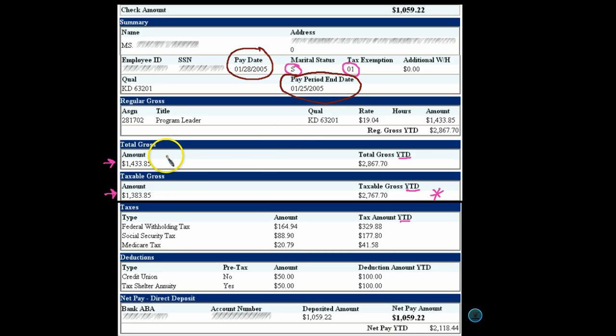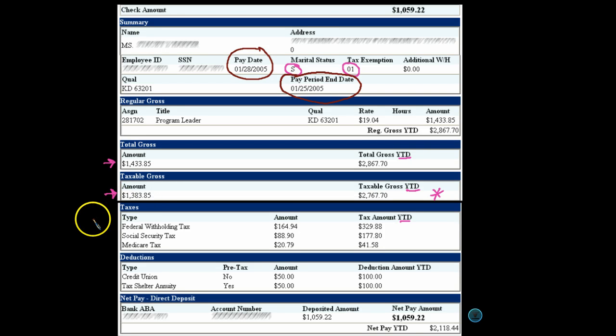A couple other things that are important are total gross and taxable gross. Back in quarter 1, we talked about total gross and we talked about net pay. Down here at the bottom, you can see your net pay. You learned that the net pay is what you actually bring home in your pocket, and the gross pay is what you actually earned. You never really get your gross pay, because you're always required to pay some taxes like Social Security and Medicare. But now we have this extra category called taxable gross.